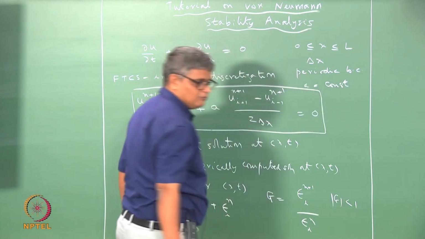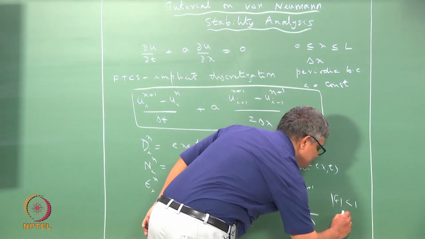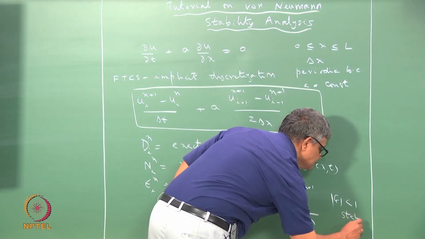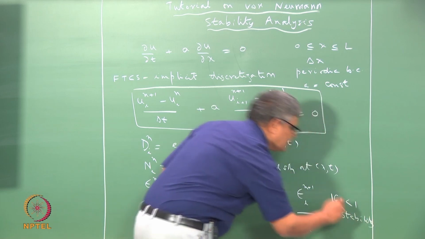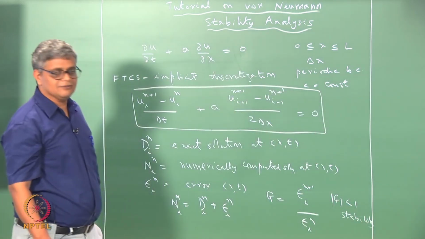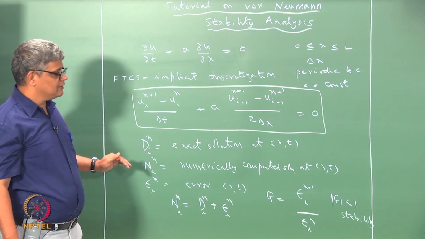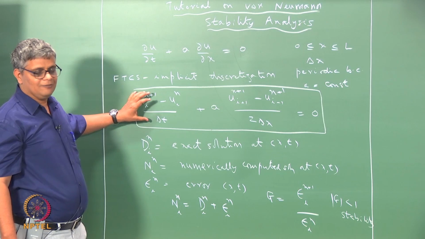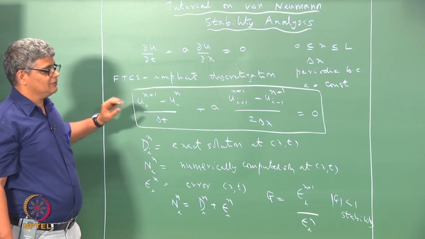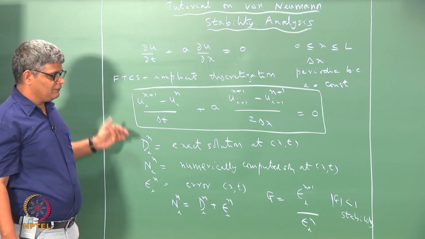So for mod of g less than 1, we have stability, and for mod of g greater than 1, we have instability, and that is what we should be avoiding. So under what conditions is this particular scheme stable is the situation that we would like to evaluate.